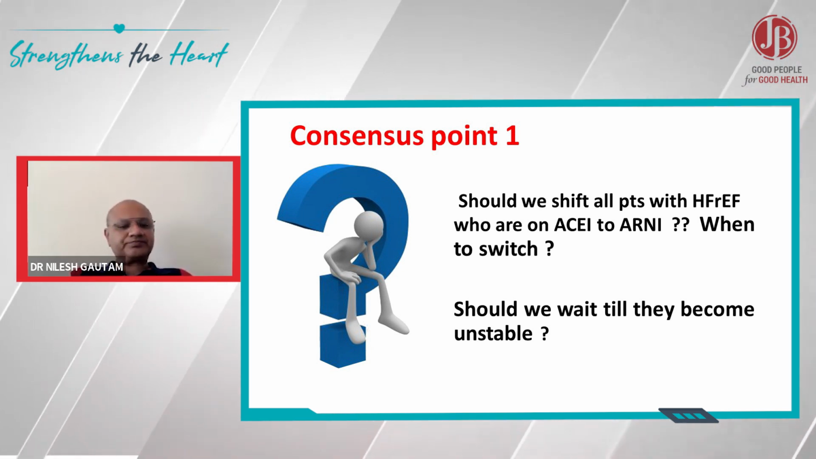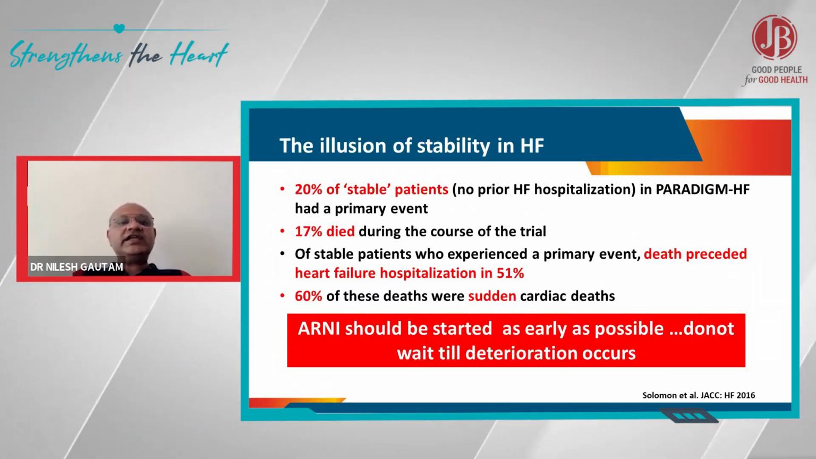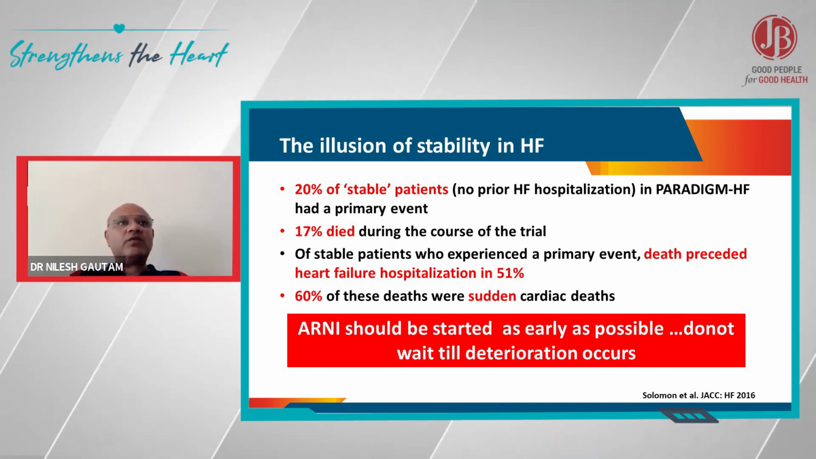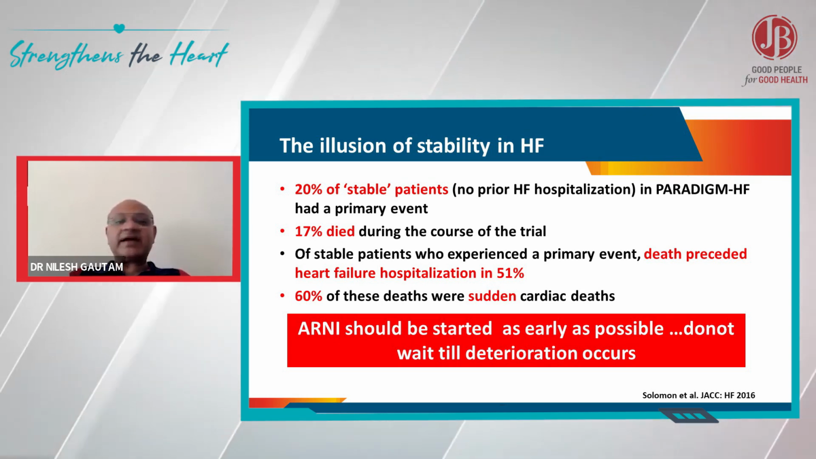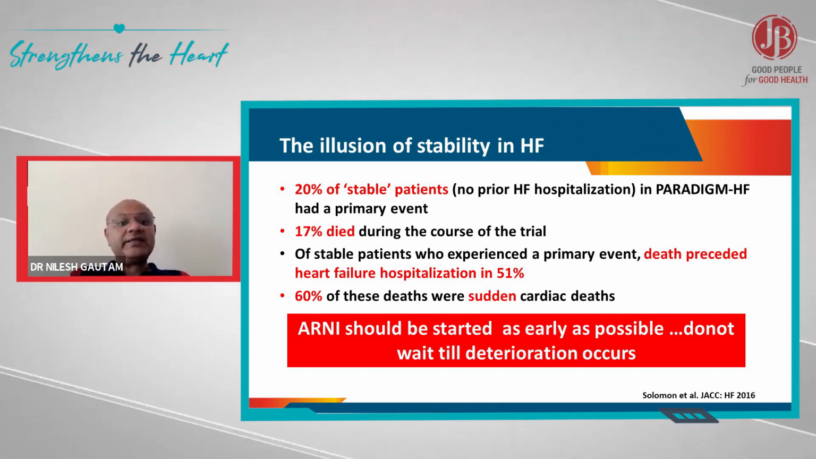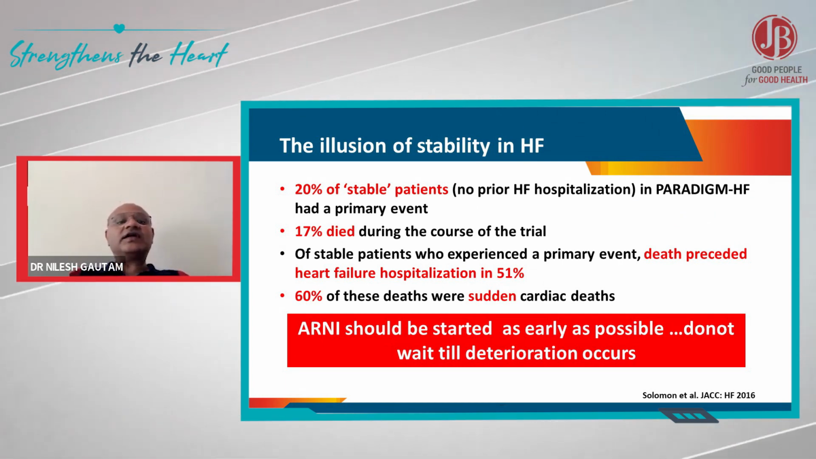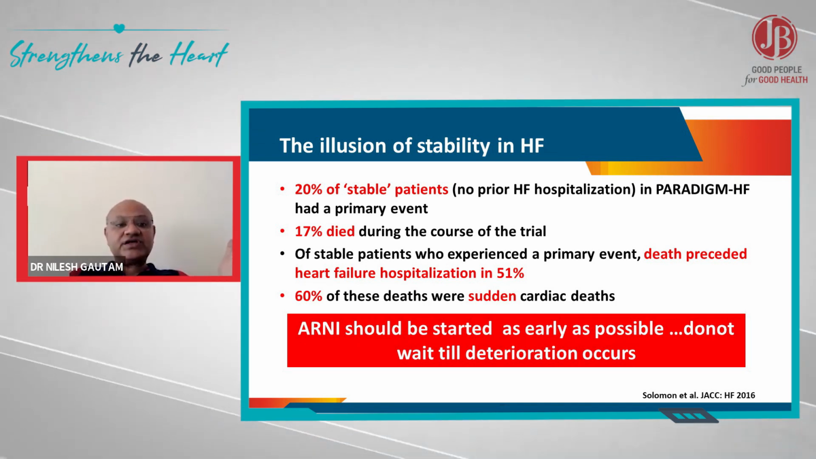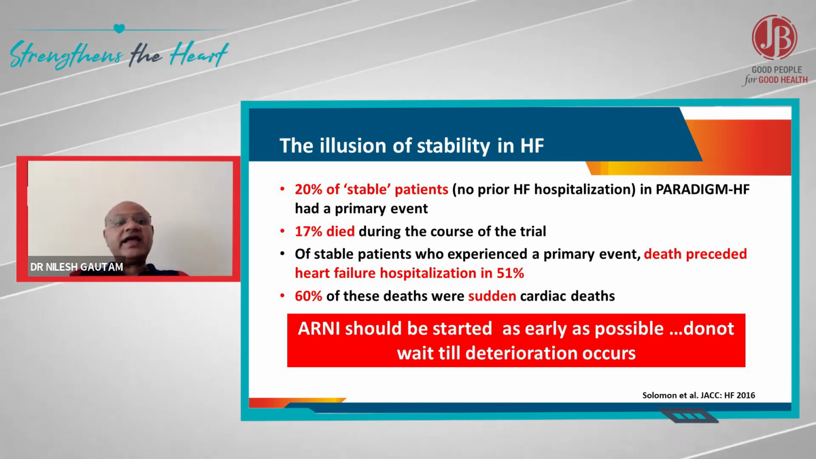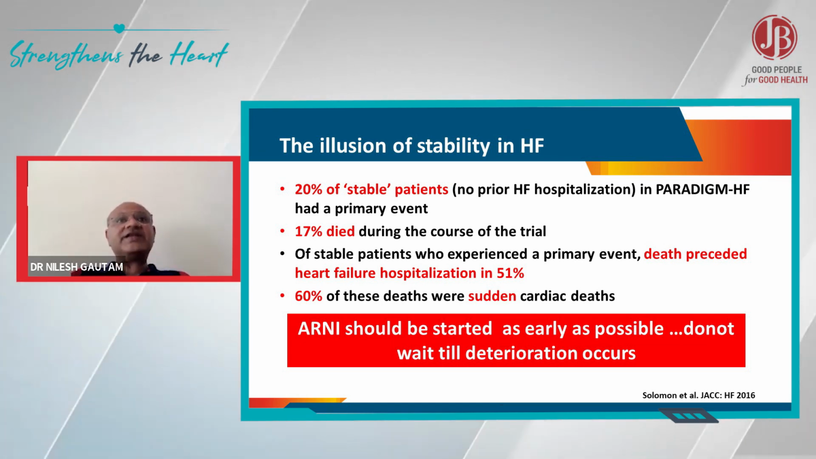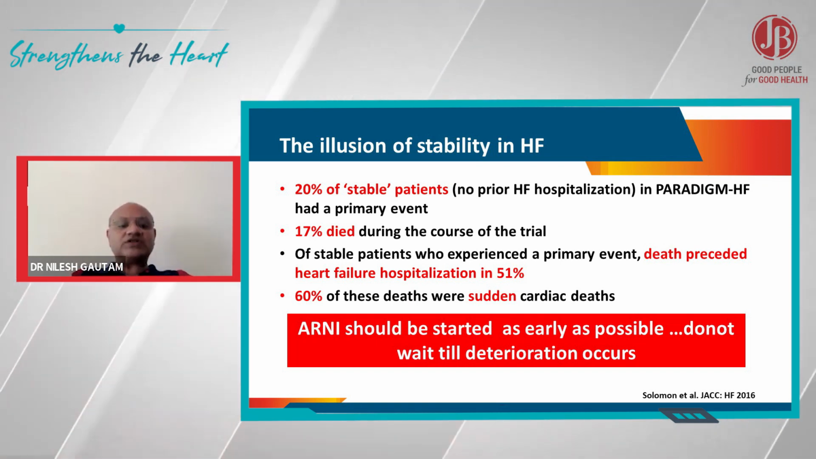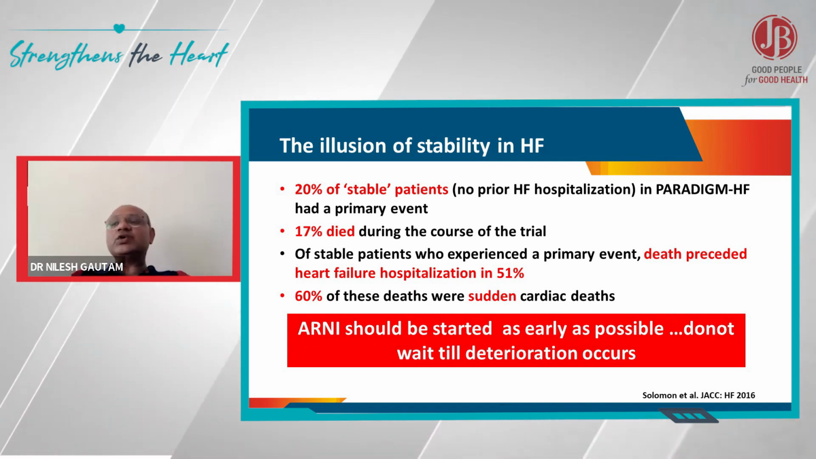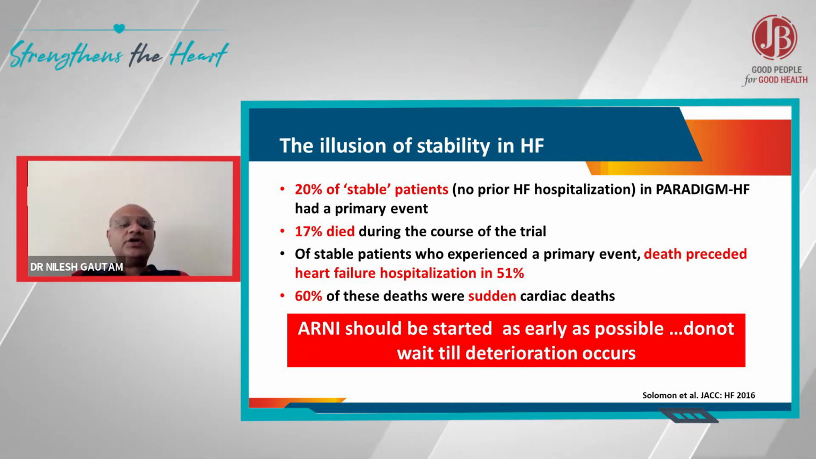Let's try and see. So, the illusion of stability in heart failure. Stable, what is stable? 20% of stable patients with no prior heart failure hospitalization, as was seen in the PARADIGM-HF trial, had a primary event. 17% of them died during the course of the clinical trial, the so-called stable patients. In stable patients who experienced a primary event, death preceded heart failure hospitalization in 51% of the patients. That means half the patients died before they could be hospitalized, and 60% of these deaths were due to sudden cardiac death.